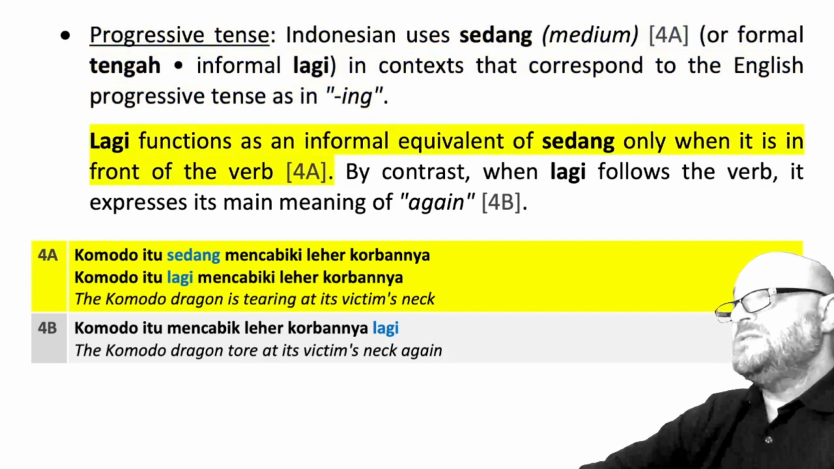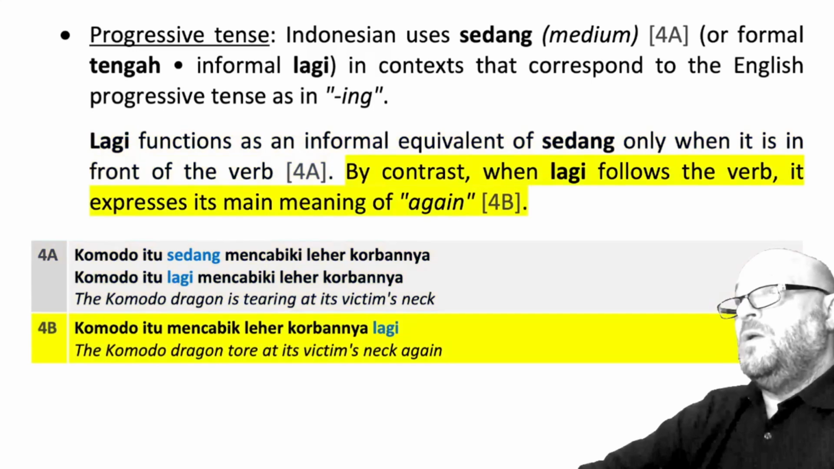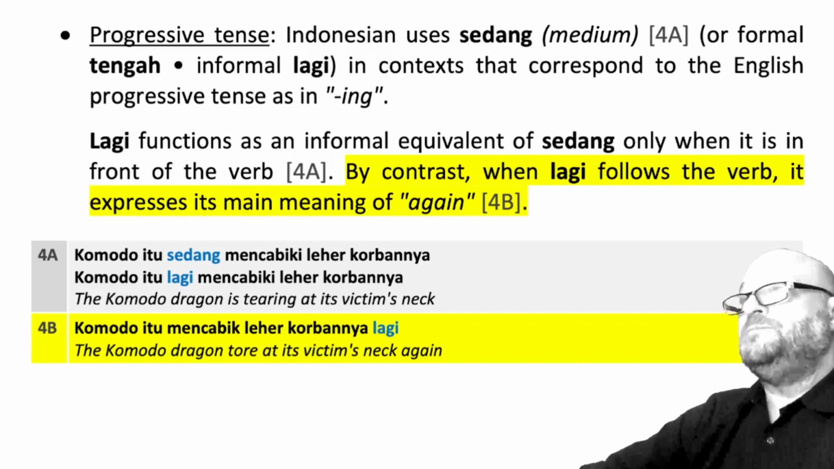Lagi functions as an informal equivalent to sedang only when it's in front of the verb. When lagi follows the verb, it expresses its main meaning of again. Example 4b, Komodo itu mencabik leher korbannya lagi. The Komodo dragon tore at its victim's neck again.